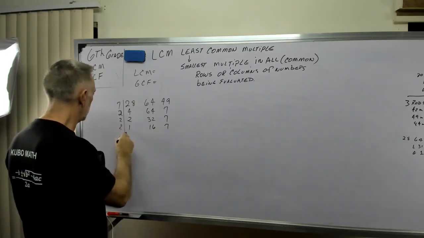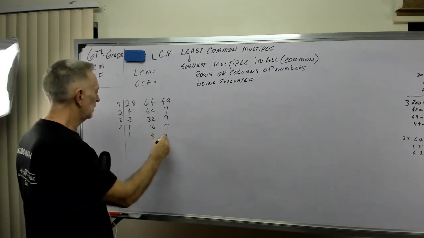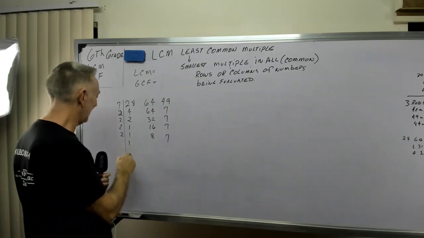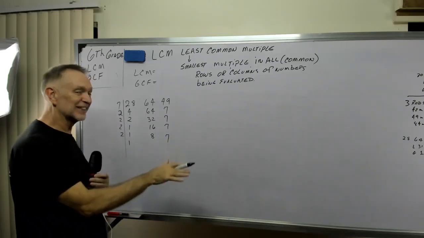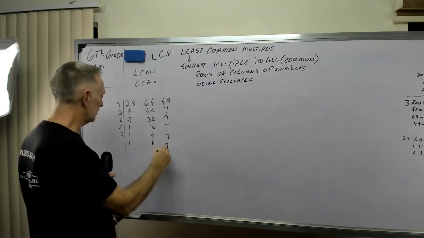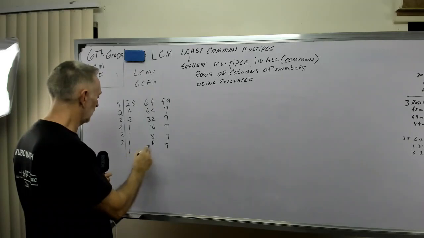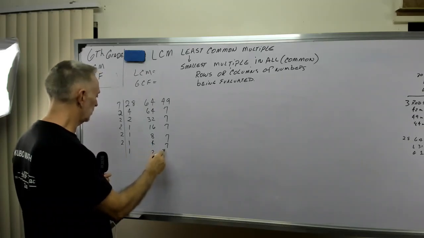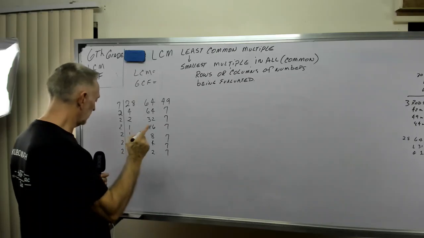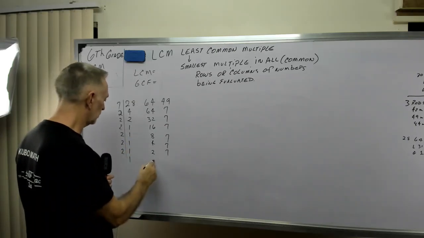Do 2 again. Bring the 1 down. 16 divided by 2 is 8. Bring the 7 down. 2 again. Okay, 1 and 7 are just taking a ride here. 8 divided by 2 is 4. Bring the 7 down. Let's do 2 again. Bring the 1 down. 4 divided by 2 is 2. Bring the 7 down. Okay, I'm going to do 2 one more time. So we'll bring the 1 down. 2 divided by 2 is 1.